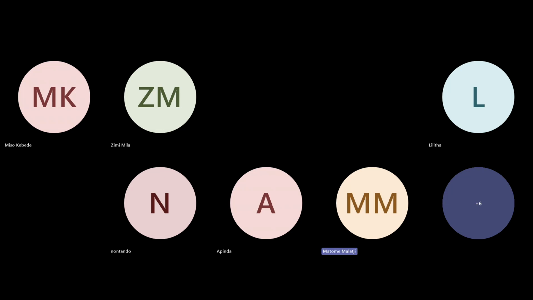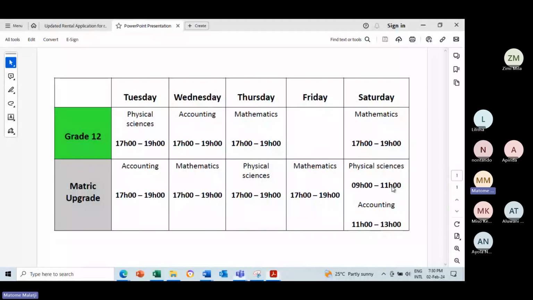Okay, maybe the last thing that I should share is the issue of the timetable. So this is the provisional timetable. Let me just quickly share my screen. So here is the provisional, or the proposed timetable for mathematics and physical sciences. For the students who are doing matric, this is the timetable. On Tuesdays, we're going to have accounting. On Wednesdays, we're going to have mathematics. Thursdays is physical sciences. Fridays is mathematics. So we are going to alternate between mathematics and physical sciences between Wednesdays and Saturdays.